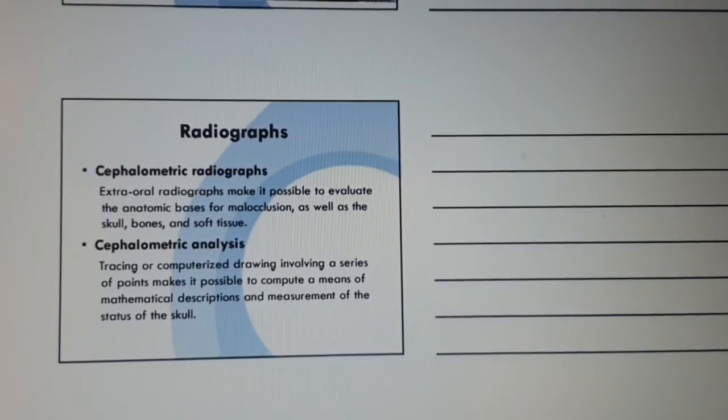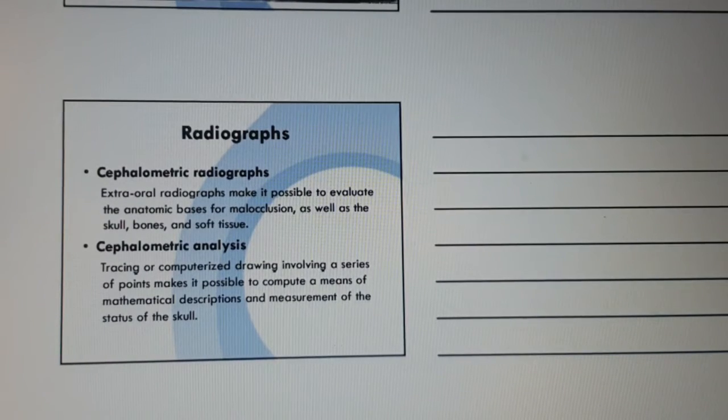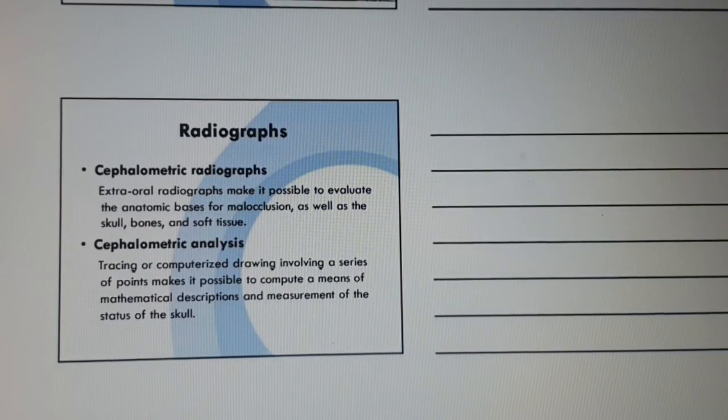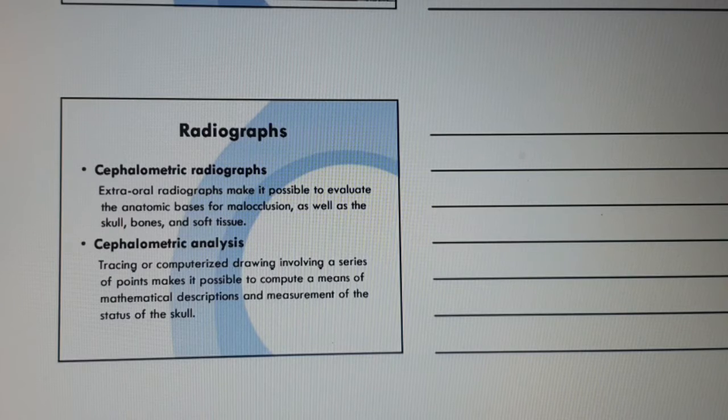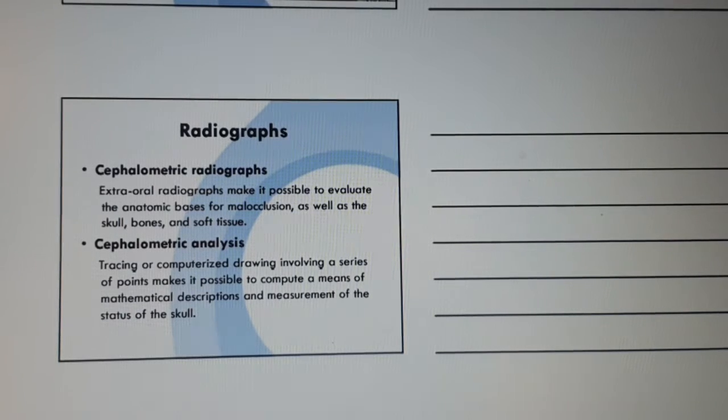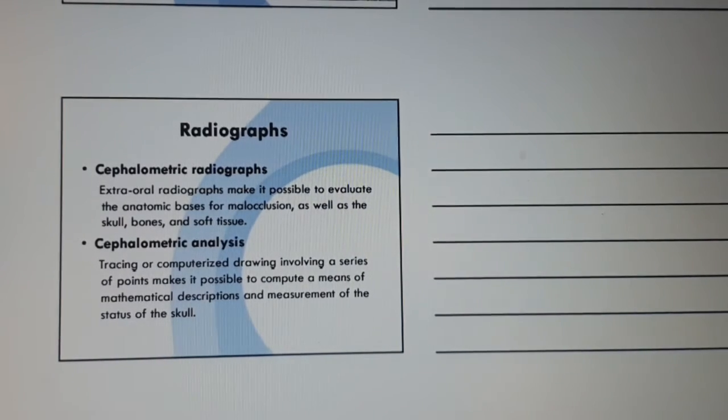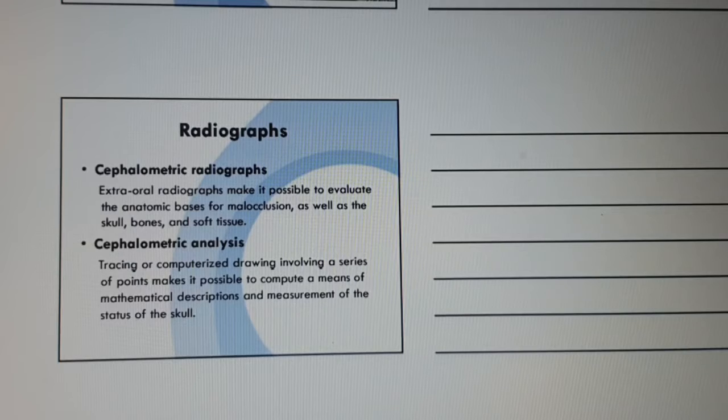So essentially, like we mentioned before, even with our ortho presentations, cephalometric radiographs are extraoral radiographs that make it possible for us, being dentists, orthodontists, as well as less commonly maxillofacial surgeons, to evaluate the anatomic basis for malocclusion, as well as the skull, bones, and the soft tissue, most commonly being the patient's soft tissue profile. So from our cephalometric radiographs, we can make cephalometric analysis. This is mainly done either by dentists that do orthodontic work or even orthodontists themselves.